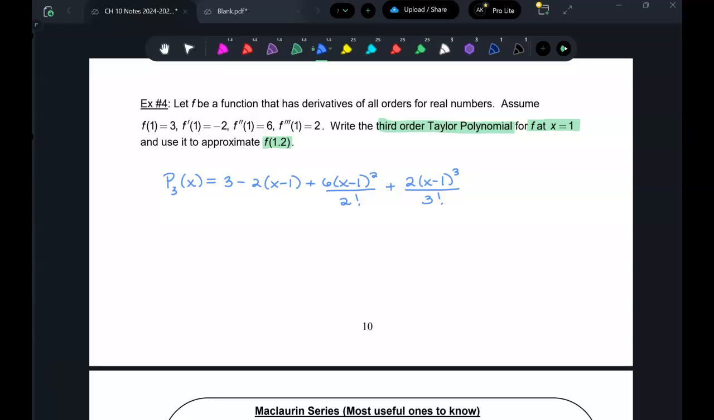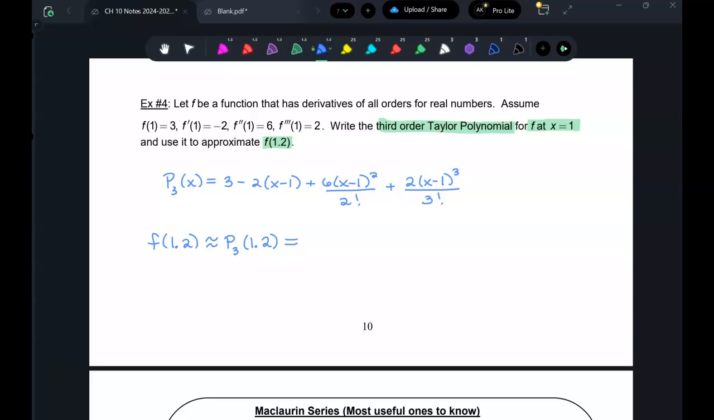Yeah. And now I want to use this. So this is all just for approximations. I don't know what my original function is. I just know that these are all my derivatives centered at 1. So I can come up with a polynomial that will approximate those values, so I can find a very close approximation for f of 1.2.